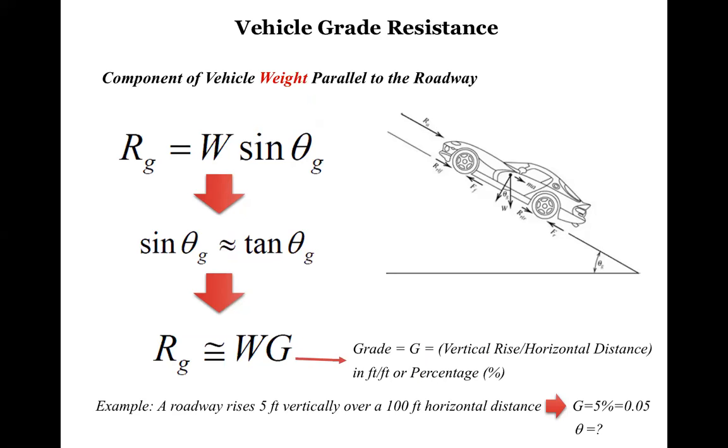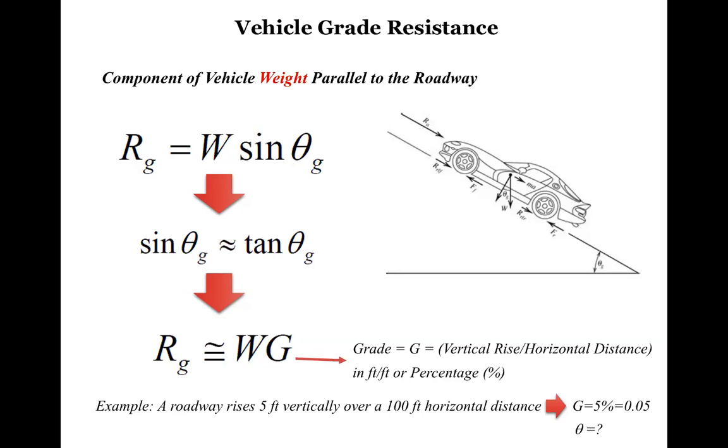So basically the grade resistance is just the parallel component of the weight. So the normal component was W times cosine of theta that we saw in the previous slide. And again, from your basic algebra or calculus knowledge, the parallel component is going to be W times sine of theta.